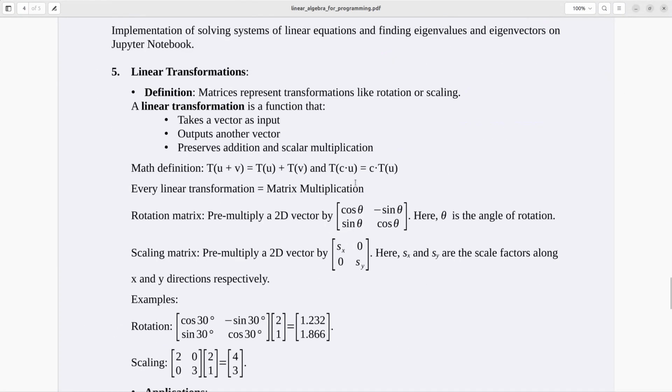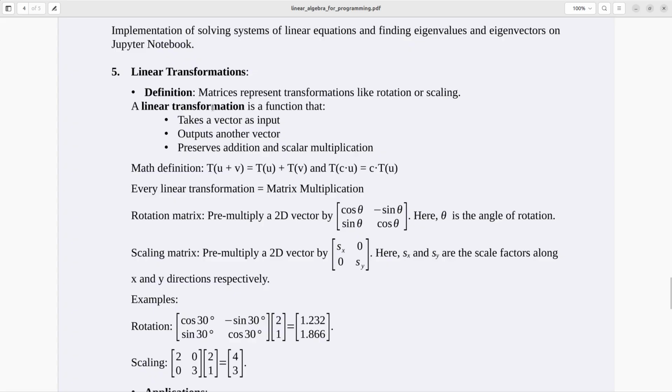And number 5, let us talk about linear transformations. So how can we do linear transformations by using matrices? We can use matrices to represent transformations like rotation or scaling. How can we do so? Let us see the meaning of linear transformation first.